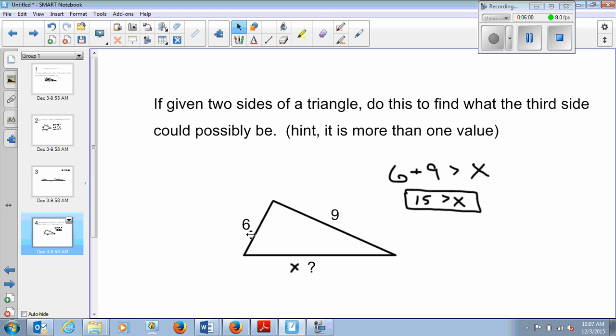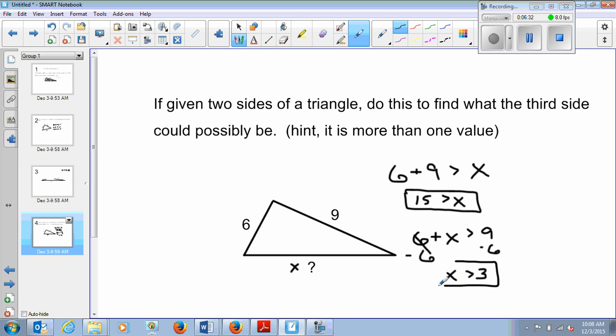So how do I get this magical cutoff? Well, here's what I do. I know that when I add 6 plus x, it has to be greater than 9. Well, look at this as an equation. How could I get x by itself? Well, I would just subtract 6 from both sides, and I get x must be greater than 3. So there's my two parameters.